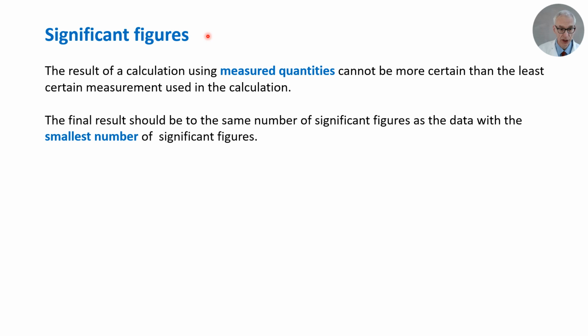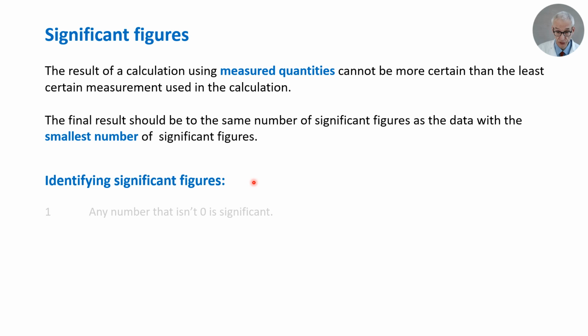Let's look at significant figures. The result of a calculation using measured quantities cannot be more certain than the least certain measurement used in the calculation. So this is relating to scientific data. The final result should be the same number of significant figures as the data with the smallest number of significant figures. So this is relevant to a calculation in which you have different sources of data with different degrees of certainty. But we need to identify in any number the significant figures.